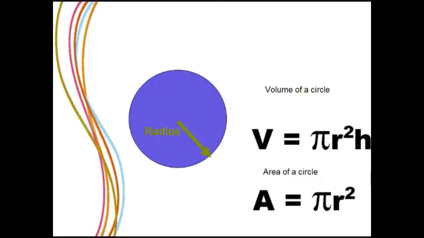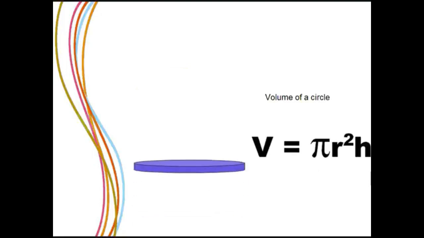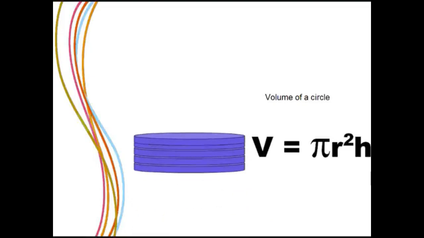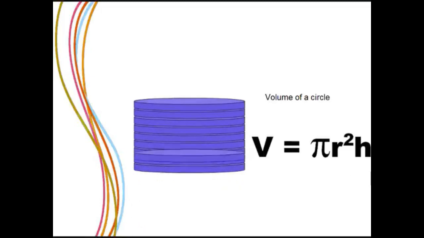If you look at a cylinder side on, its cross-section is a circle. If you multiply this cross-sectional area, the area of a circle, by the height, it will give the volume of the cylinder.